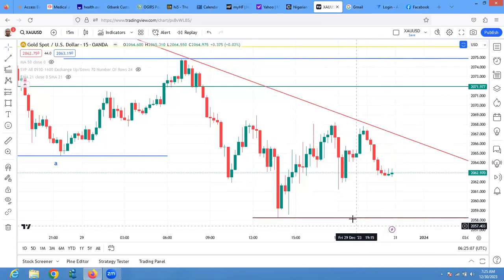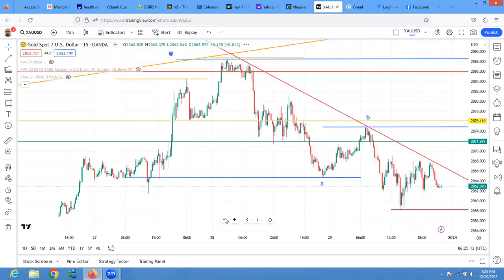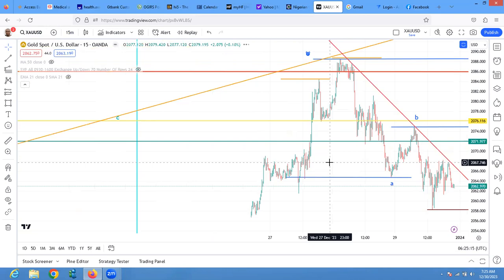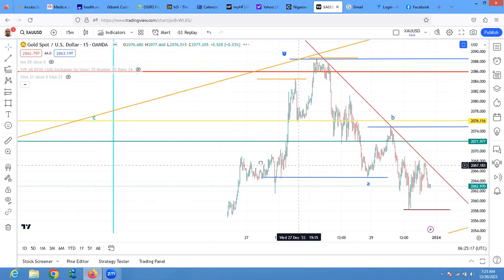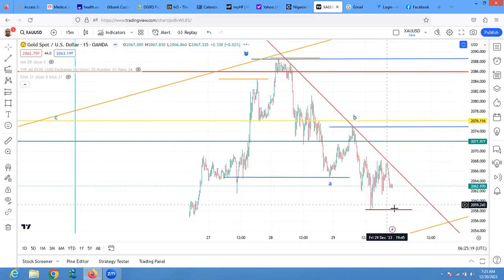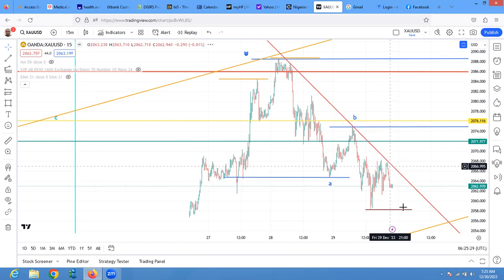Once we break this level, that might just be going down as the third wave. This might just be a 1 and a 2 of C, and breaking this support to the downside might just be running down as a third wave. So everything is still looking like what we thought.